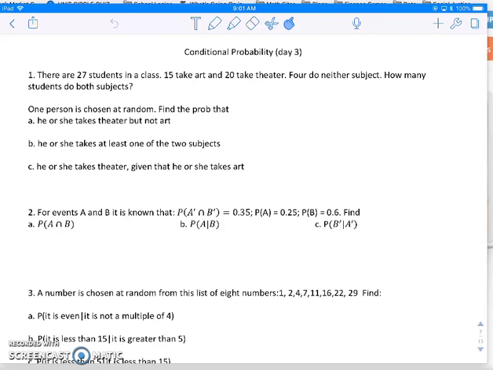Start by taking a look at the conditional probability homework. So number 1, there are 27 students in the class, 15 take art and 20 take theater. 4 do neither. How many do both subjects? So let's make a Venn diagram here.